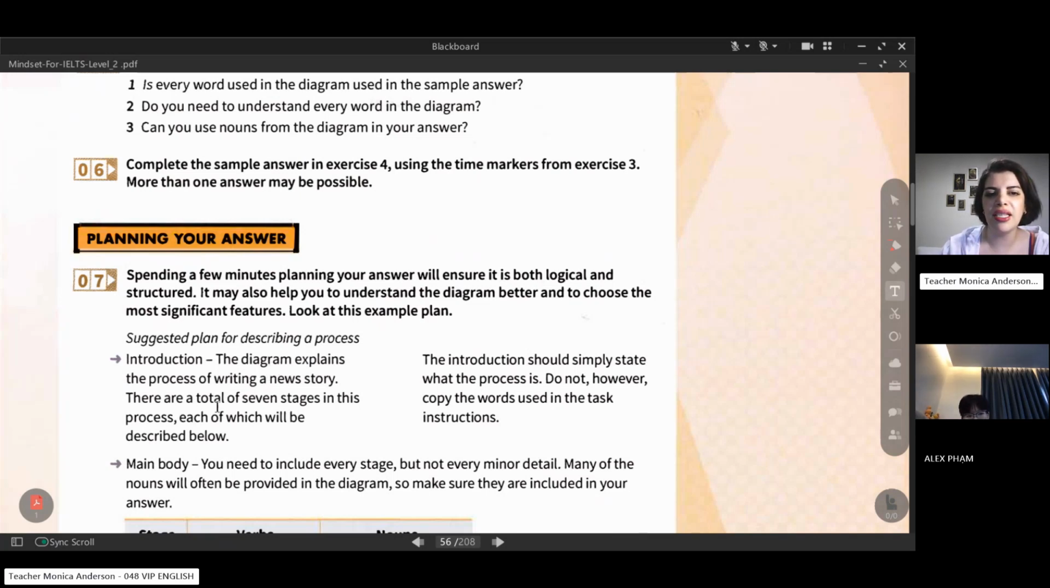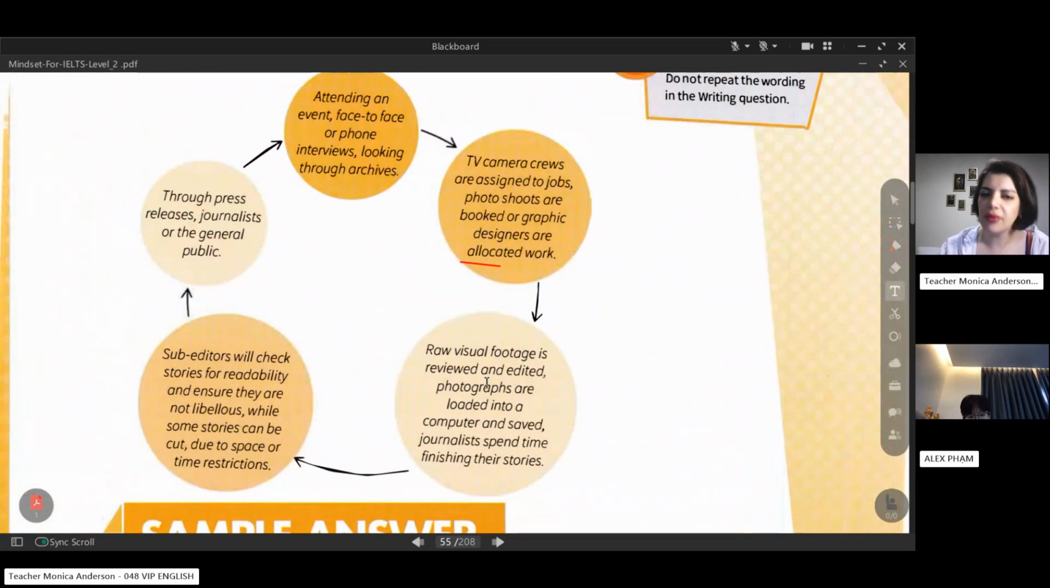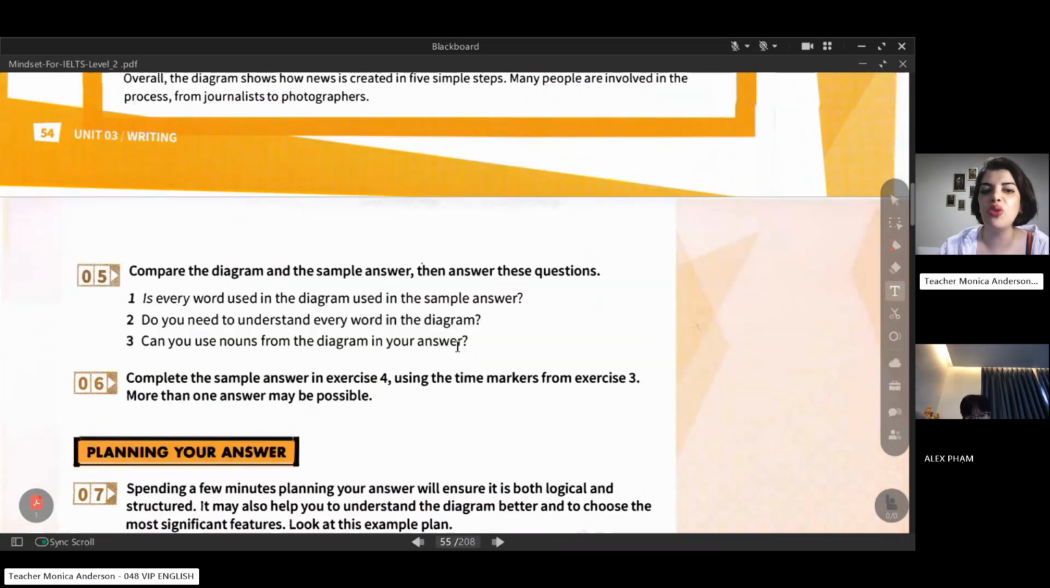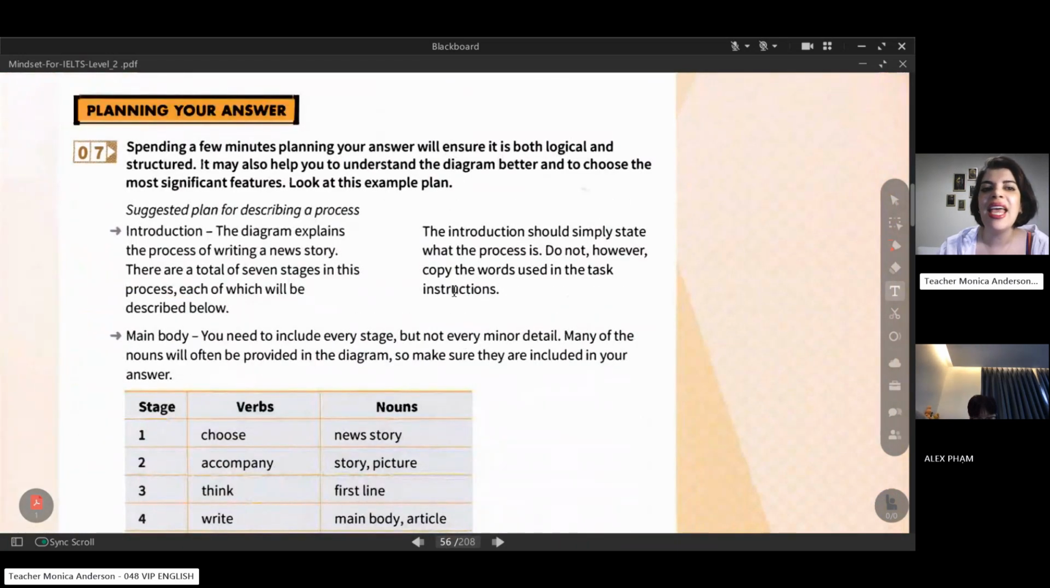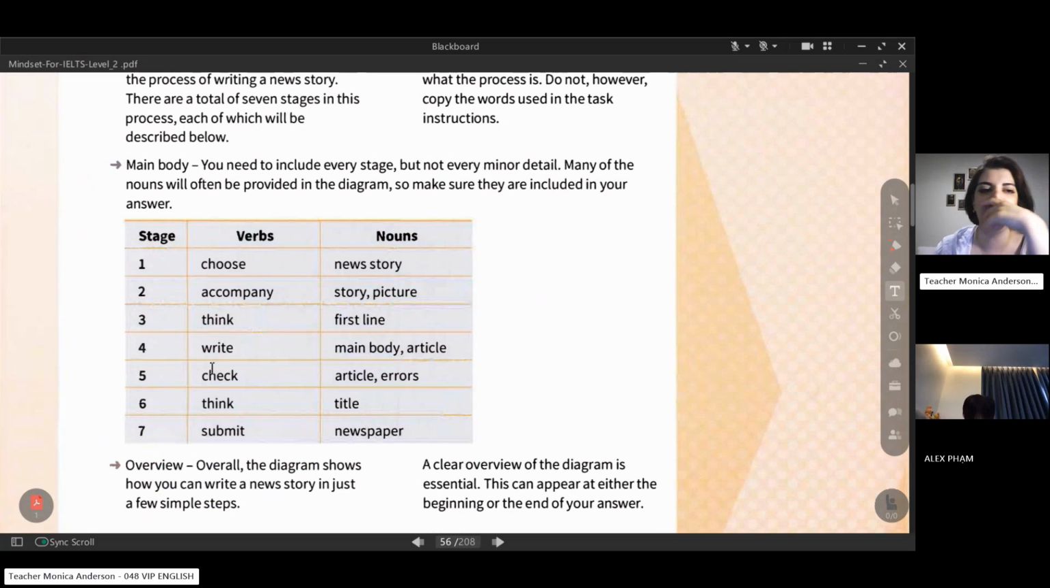So something like this. And how many steps? As I told you, how many steps there are? 5. Yeah, so for example, how many steps? But you need to know them, okay? And then the main body. So what you write in the overview and introduction, that's really important. After this part, I will explain.